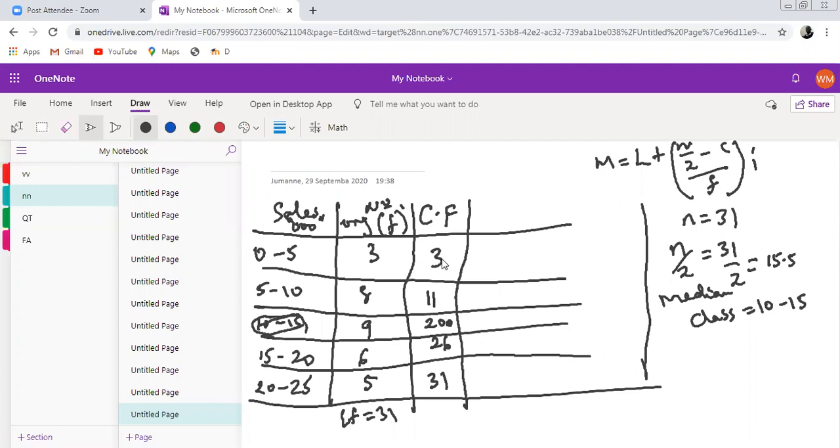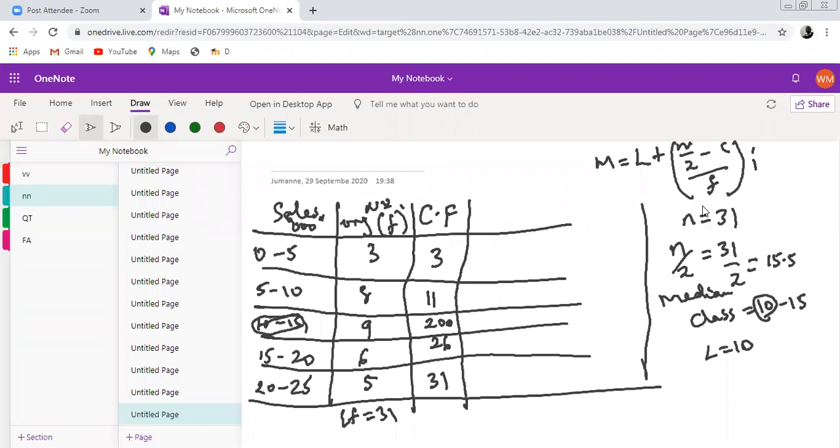We cannot say it is here because we are looking for the farm number 15.5. This is only 3, this is 11. We are not yet at position 15.5. So position 15.5 must be among these 9 that we added so that we get 20. So that is why we are saying this is going to be our median class. If we have located the median class, then we are sorted. Then we come here. L, we said it is the lower limit of the median class. If the class is 10 to 15, this is going to be the lower limit of the median class. So our L is 10.